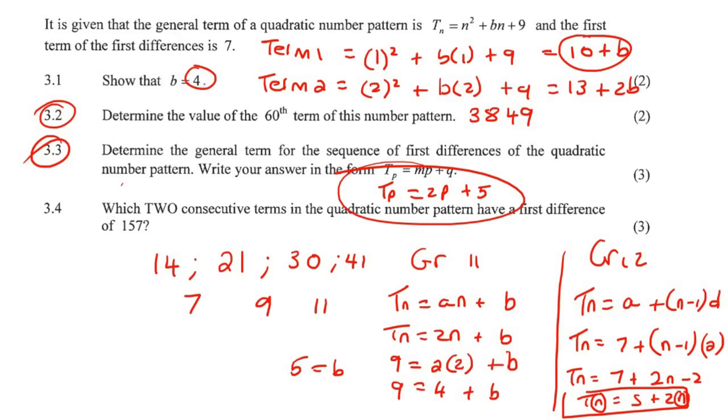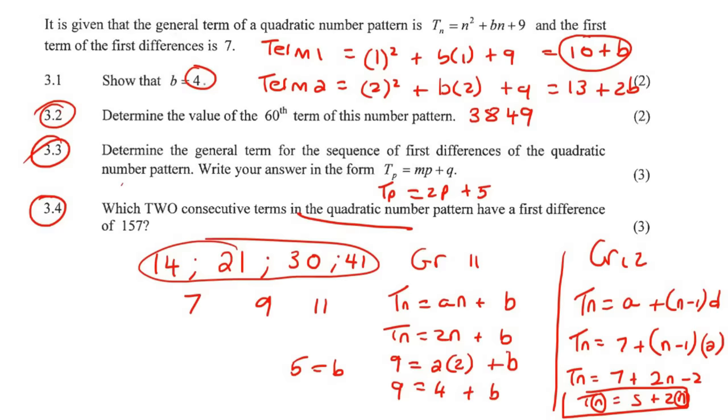Right, then this question says, which two consecutive terms, consecutive means immediately after each other, in the quadratic pattern, these ones over here, will have a first difference of 157.